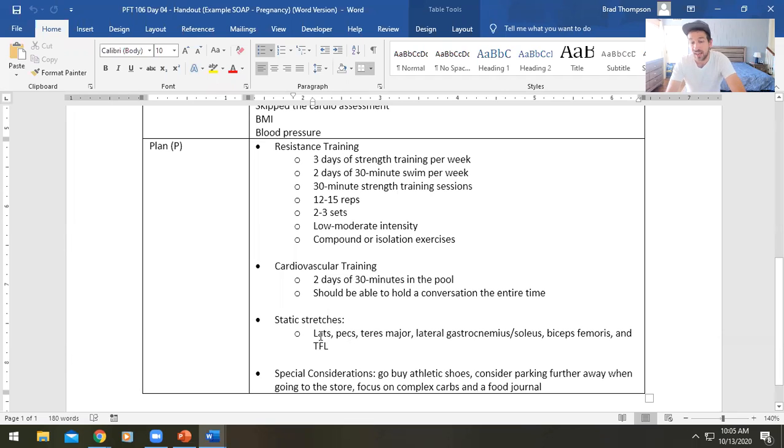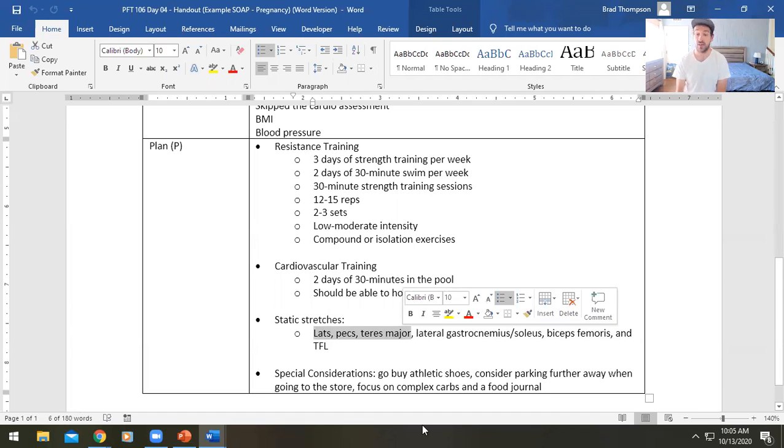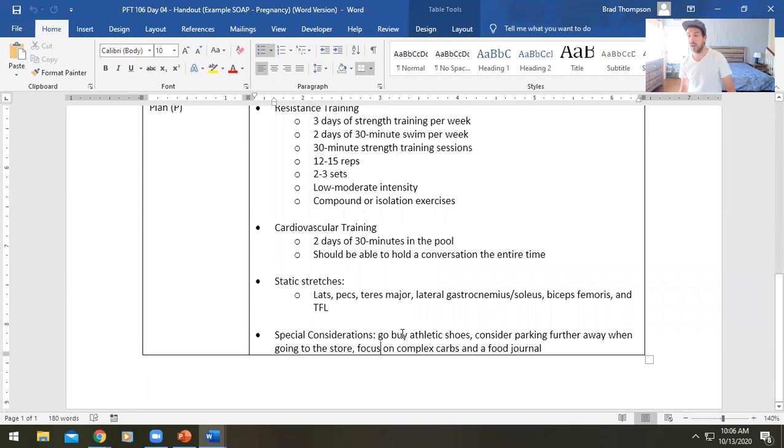harder. Static stretches, probably actually those chest flies were a bad choice. We'll do a reverse fly. So we're going to stretch out her lats. We're going to stretch out the pecs. Teres major, we're going to do those external rotations. And then calf muscles, biceps femoris, and TFL. So here you can see we're addressing the feet turnout, and here we're addressing the forward head posture and arms falling forward. Special considerations. I like this.